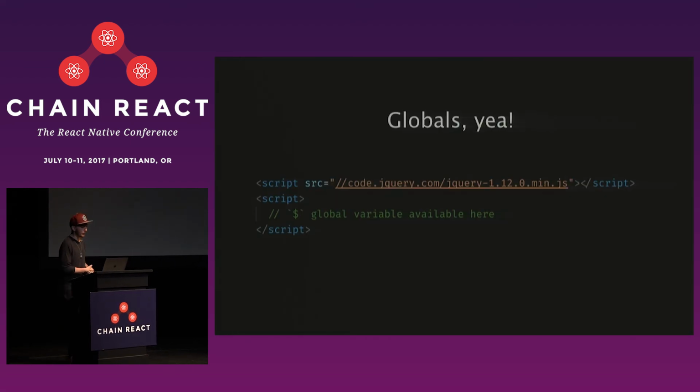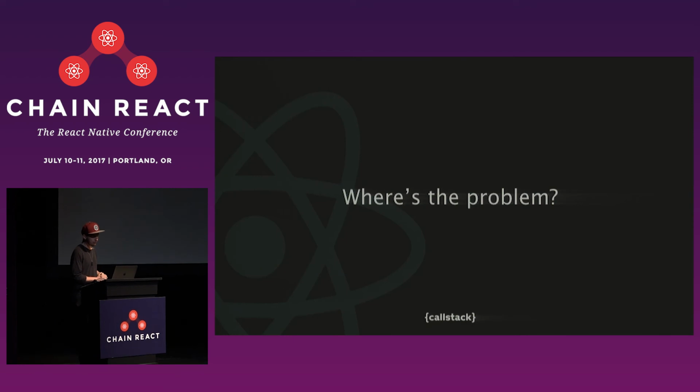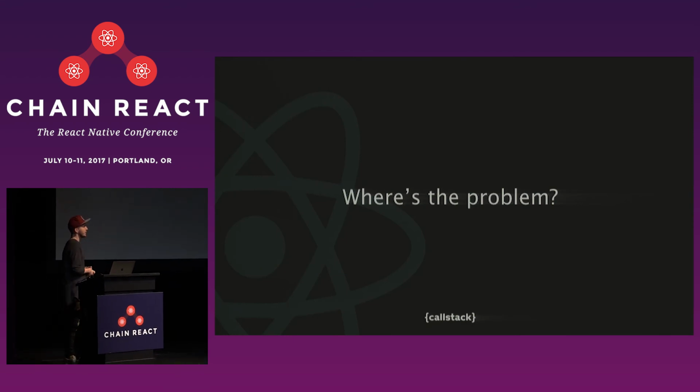So for example, if you wanted to use jQuery, which was pretty common those days, you would go ahead and add a script tag that loads it from an external resource. As a result, your global scope would get populated with its bindings. In this case, a $ sign. So one could say that this is actually neat, right? All done with just a few lines of code.